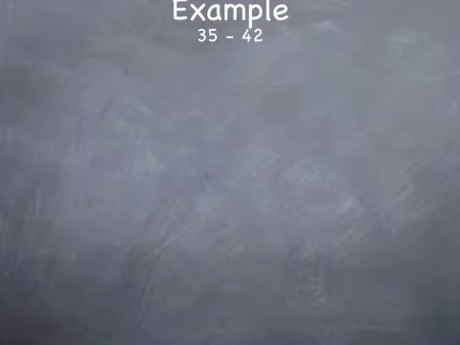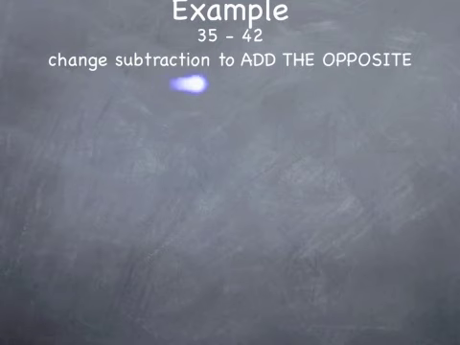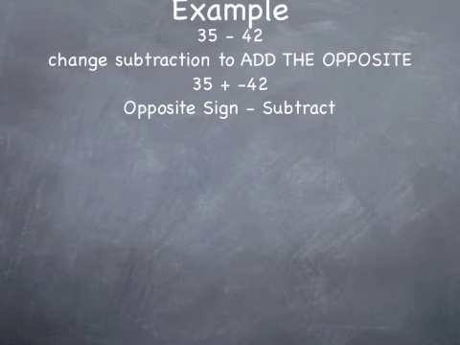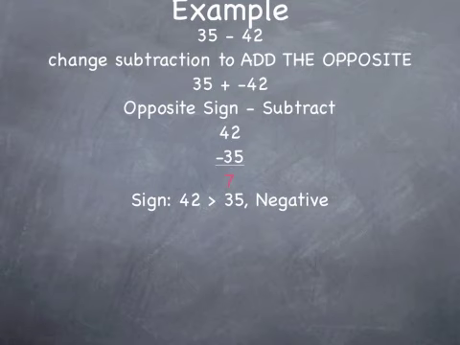So here's an example. 35 minus 42. I have a subtraction, so I want to add the opposite. 35 plus negative 42. I have a positive 35 and negative 42, so I subtract. Larger minus the smaller. 42 minus 35 will give us 7. And since 42 is greater than 35, I keep the sign of 42, which is negative, so my answer is 35 minus 42 equals negative 7.